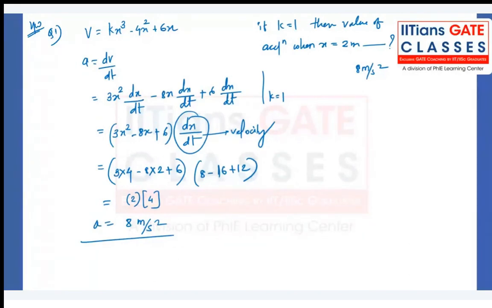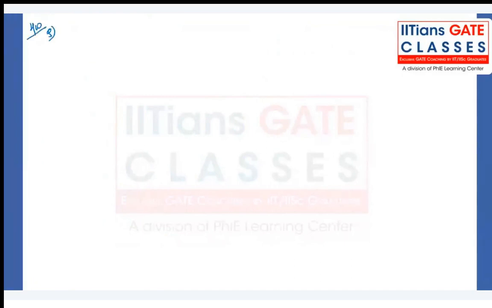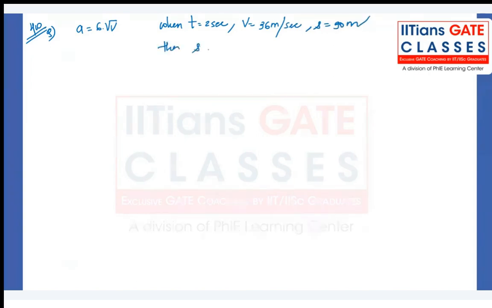If no doubt, then I'll move on to the next homework question, which I had given for you to try. The motion of a particle in rectilinear motion is defined by a = 6 root v. When t is equal to 2 seconds, velocity is equal to 36 meters per second and displacement is equal to 30 meters. Find the value of s at t equal to 3 seconds. And the answer here was 87 meters.